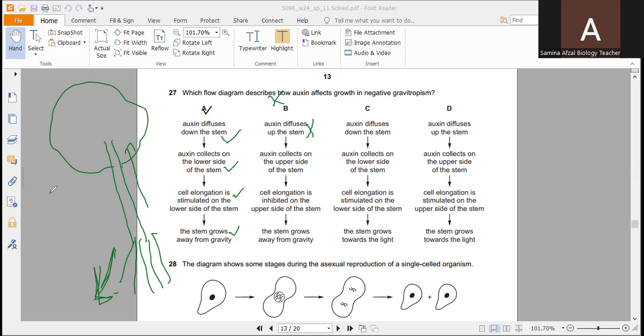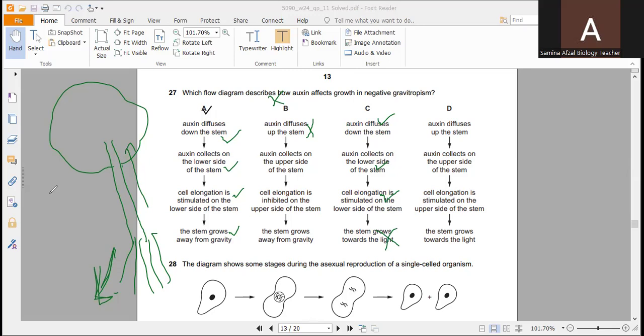Now the next part, option C: auxins diffuse down the stem. It is correct. Auxins collect on the lower side of the stem, and cell elongation is stimulated on the lower side of the stem. Again, this is correct. The stem grows towards the light. It will go towards the light.